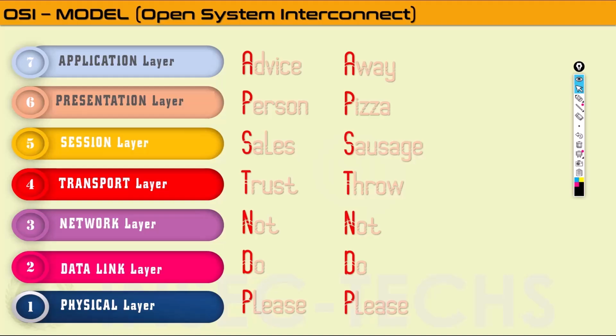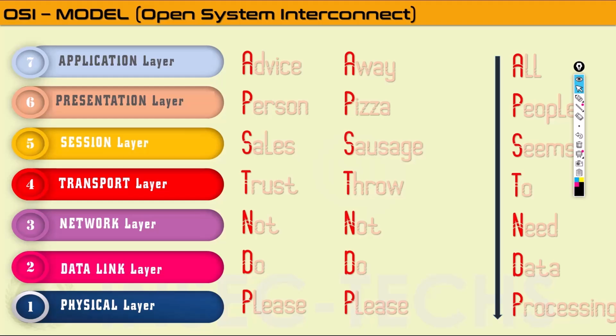If you want to remember the layers from top to bottom, that is from layer 7 to 1, there is another statement which is: all people seem to need data processing. So you can choose one of the 3 statements in order to learn or memorize the layers of the OSI model.